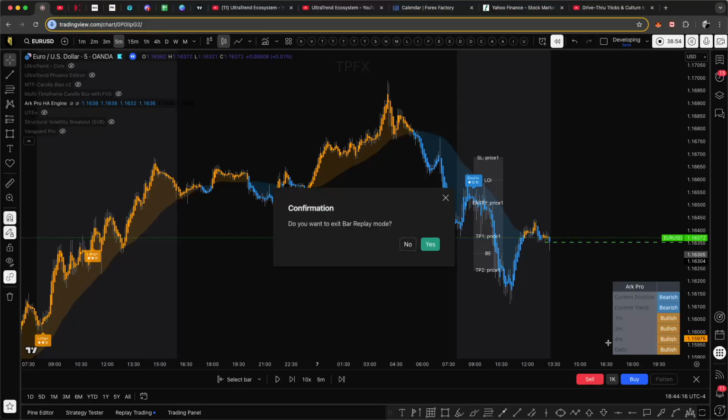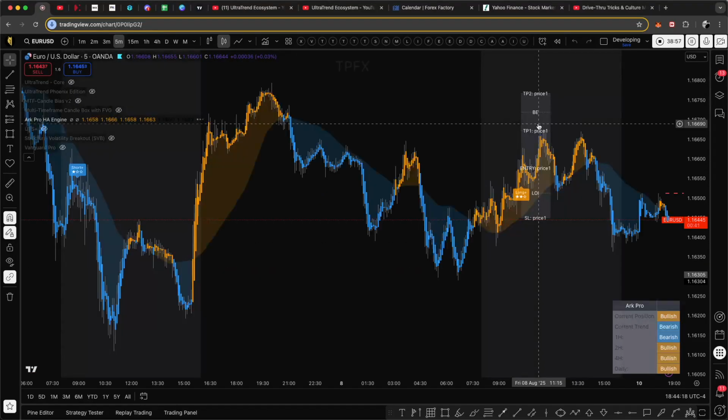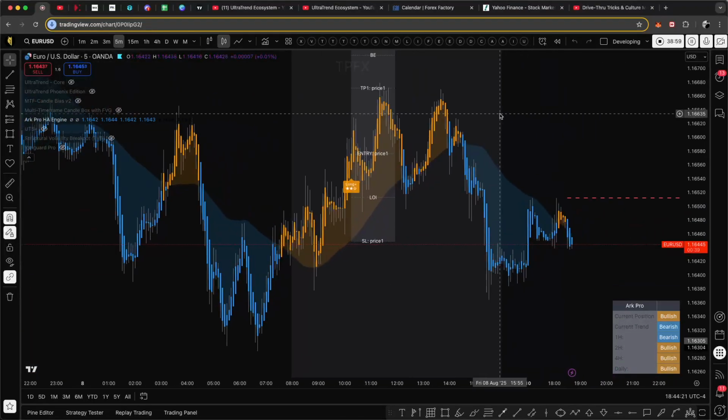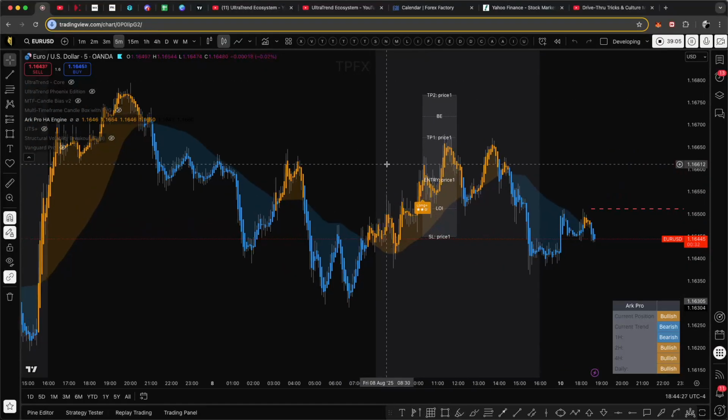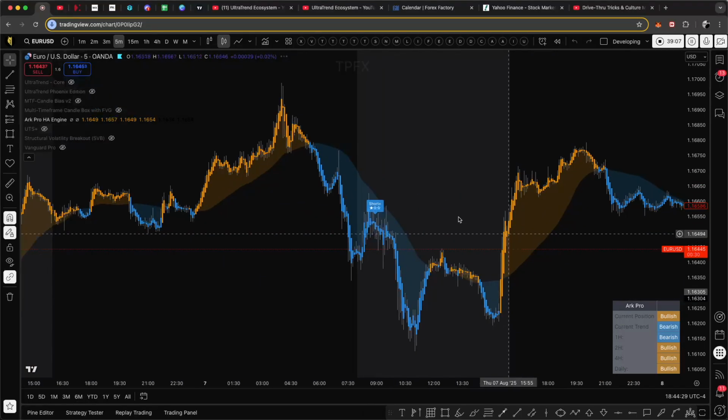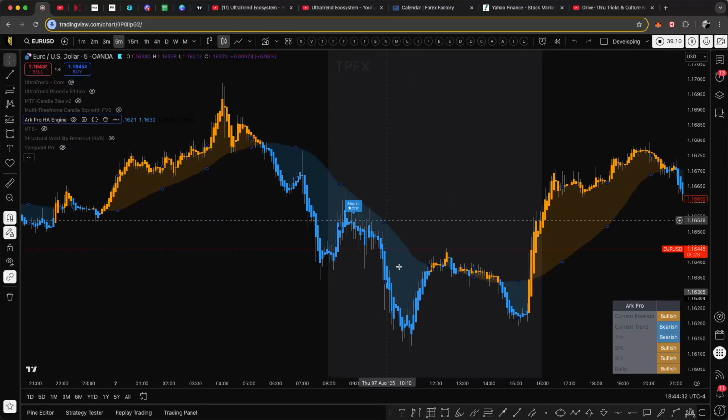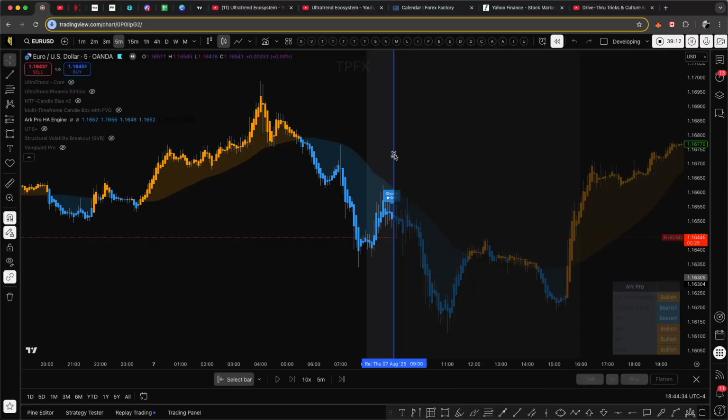Nice sell right there, but let's go to the very beginning. All right, that would have been that particular day, TP1, LOI. So this would have been technically a break-even trade. That sell right there, I'm sure that sell hit TP.